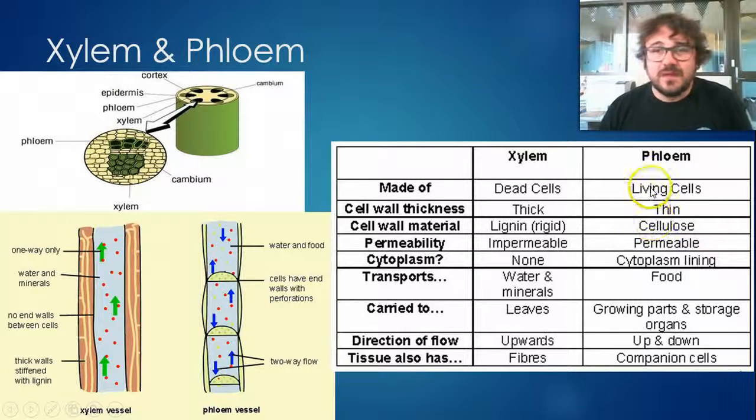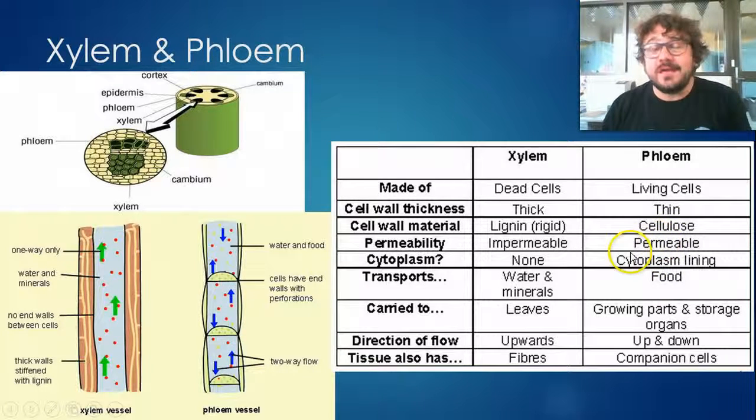Now, the phloem, on the other hand, is all living cells, and it's the inside of the plant. Essentially, you can think of the phloem as the circulatory system of the plant. So it's where the blood would be. This means it's made of living cells, and it's quite thin. It's just this little area on the inside there. It's made of cellulose, so it's not hard and woody. It's very soft and flexible.